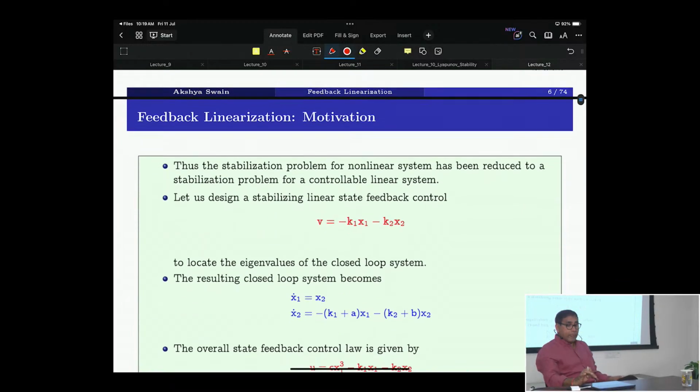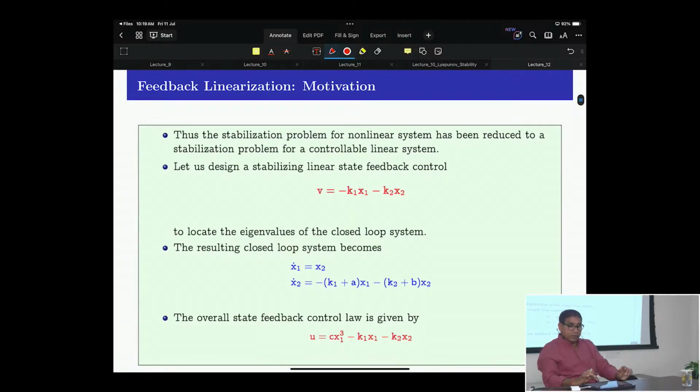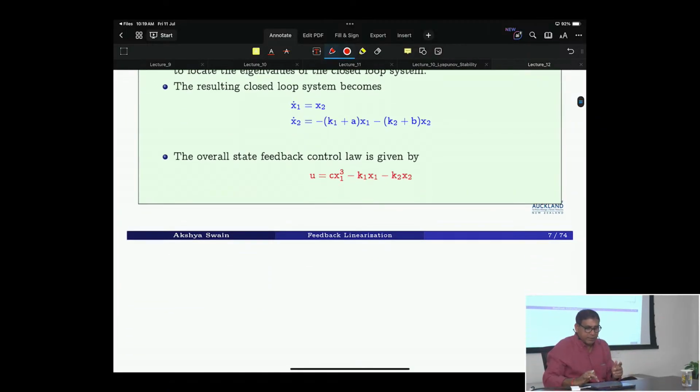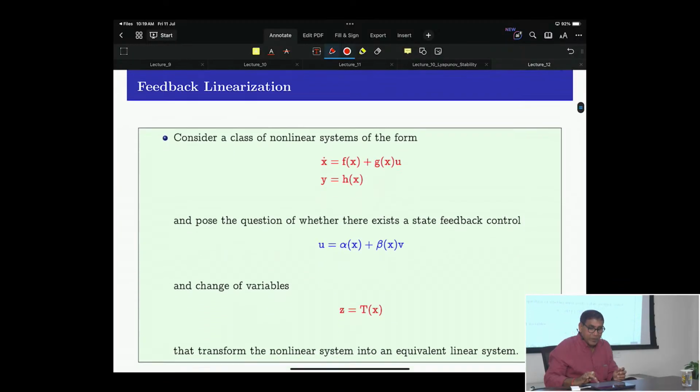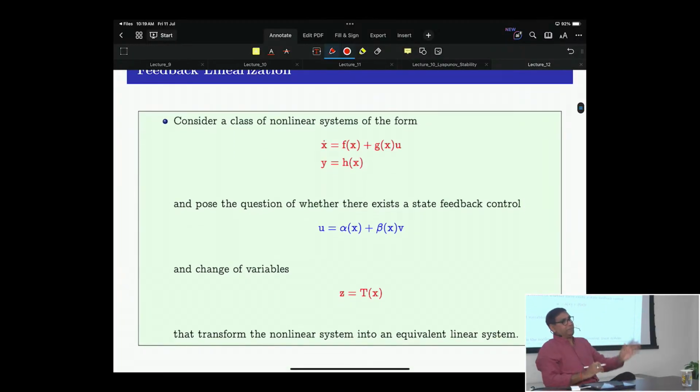Now, then you design the controller. Any controller can be designed, it doesn't matter.